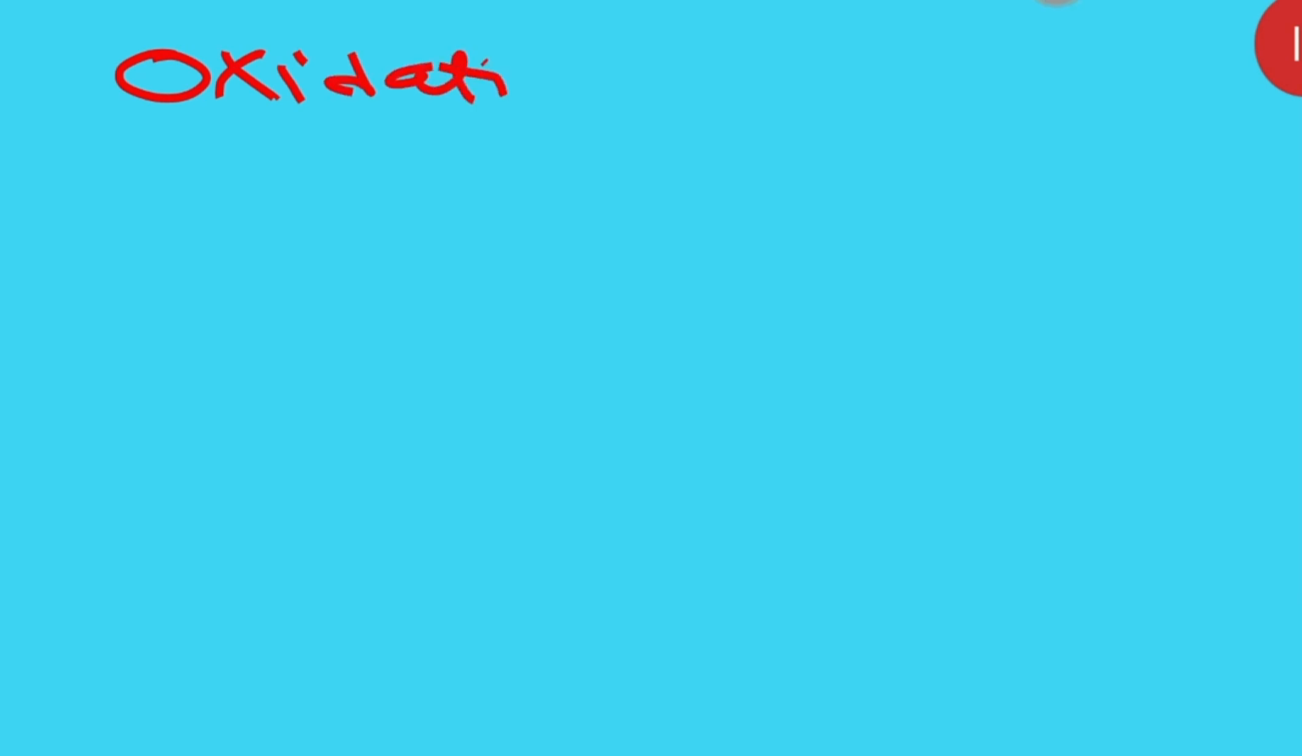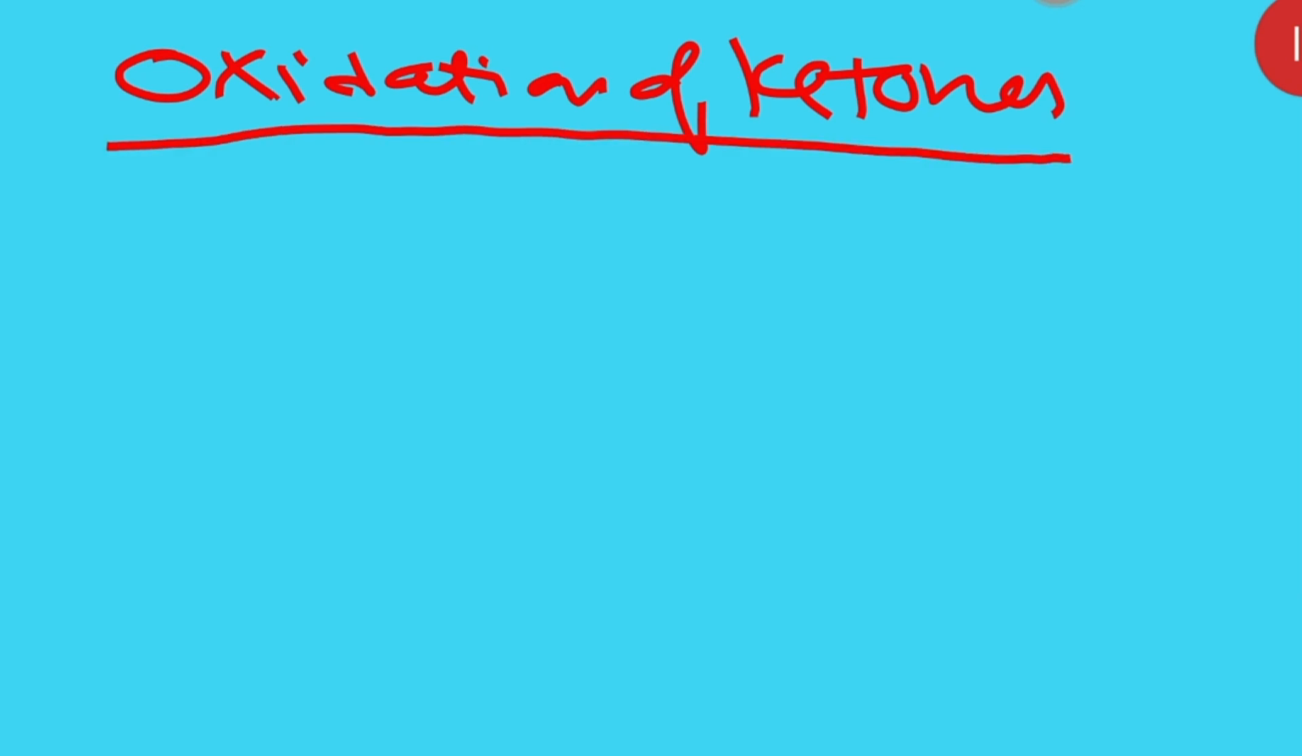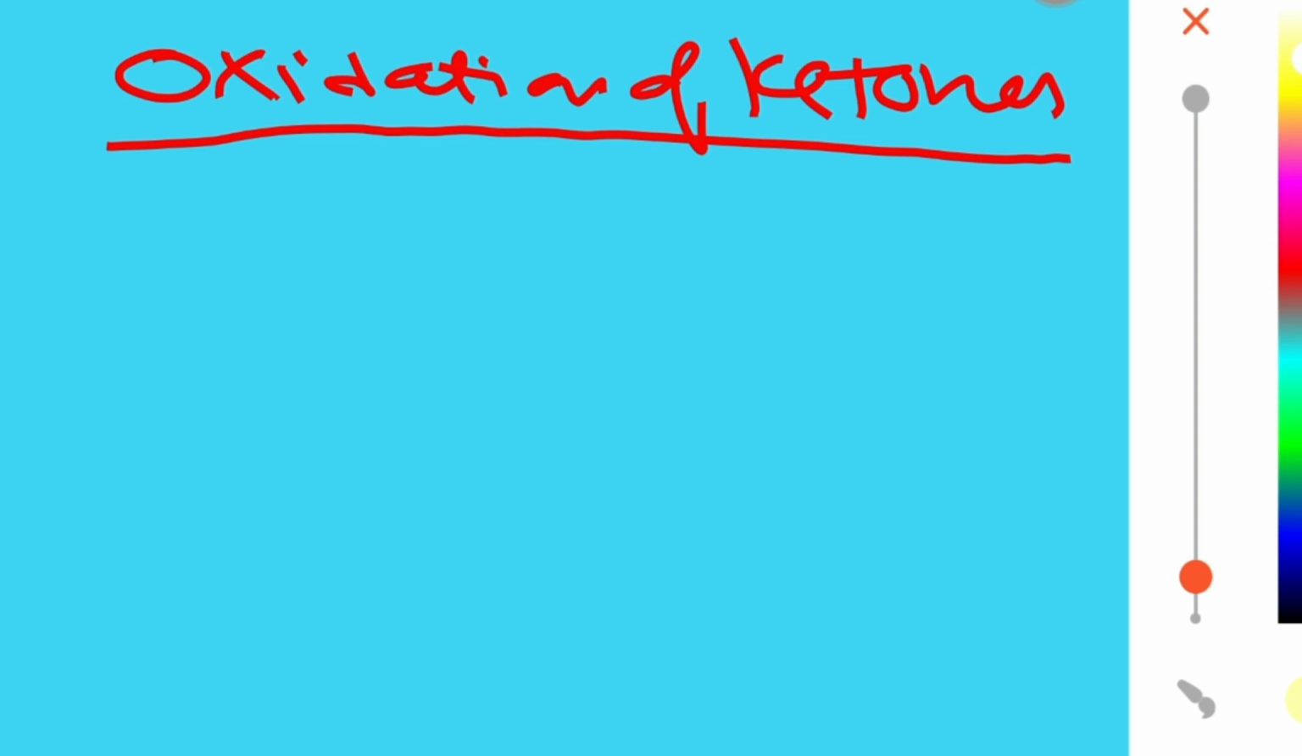Now we are going to do oxidation of the ketones. I told you in the starting that oxidation of ketone is very difficult, so we have to use some strong oxidizing agent. So let's do it with one example. You must see, all of you.